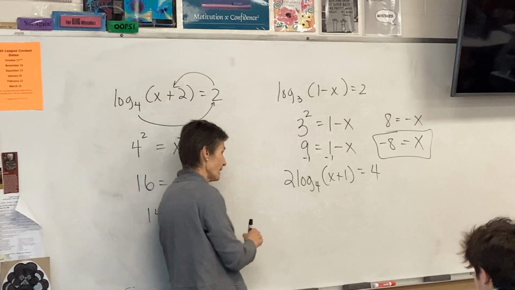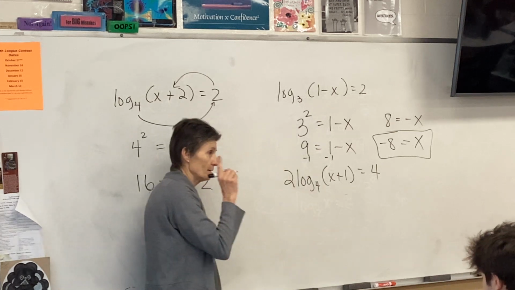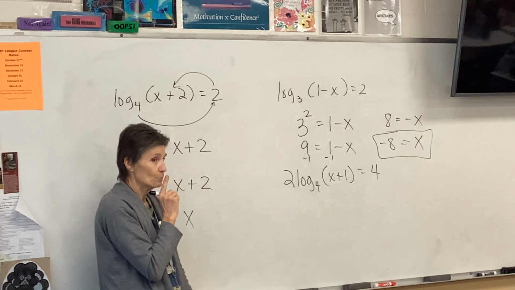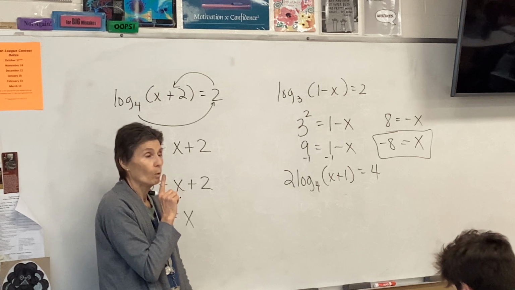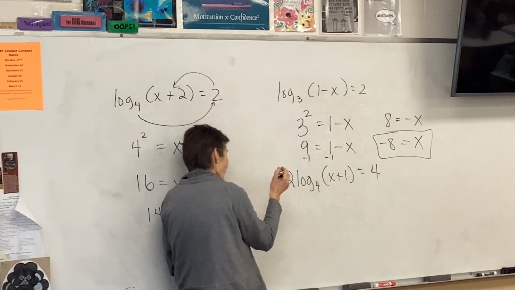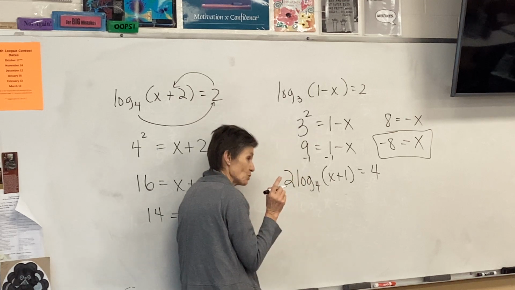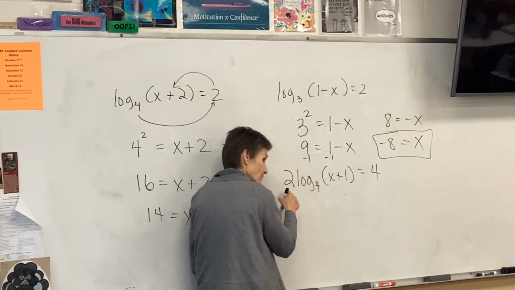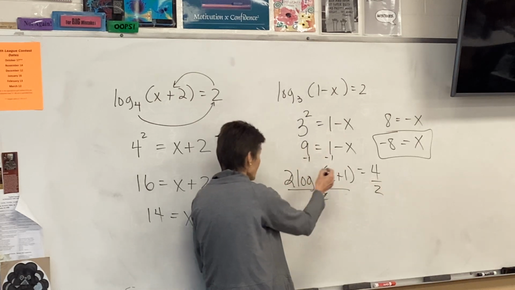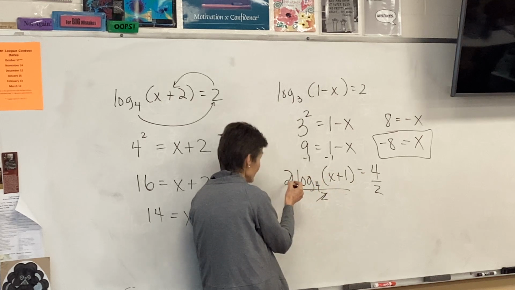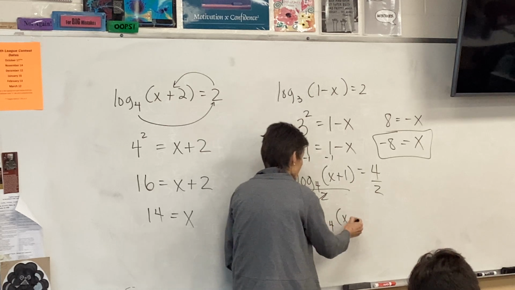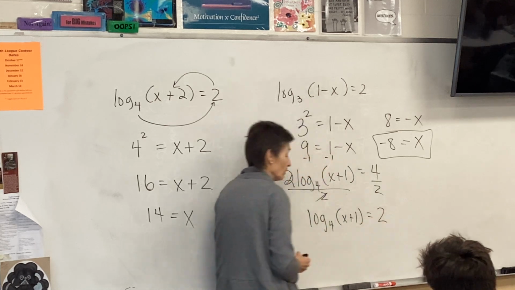Now, let's look at the next one. Think about the problem. You know what you need to do first. What do we need to do first? Divide out the 2. When you have this extra number, just like your exponentials, when you have this extra number hanging out here in front, get rid of it. Now, it isn't going to impact over here on this side. All it does is cancel this out. That part stays the same. Log base 4 of x plus 1 equals 2 now.